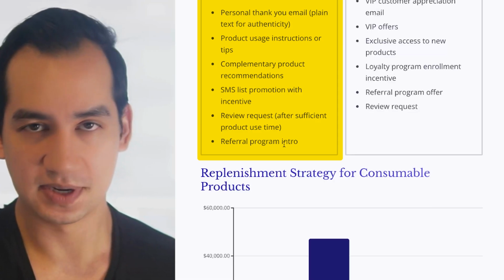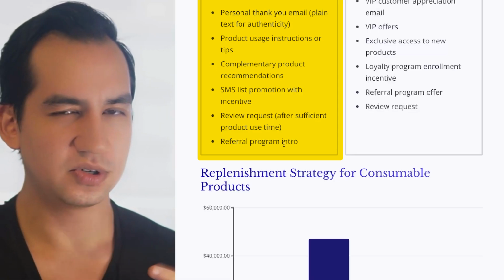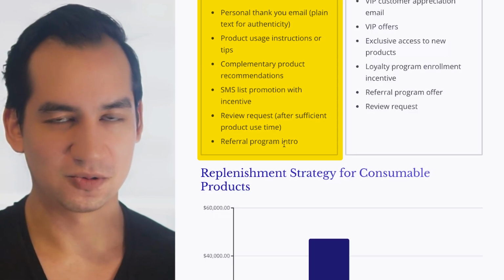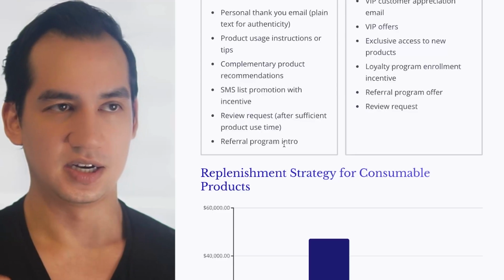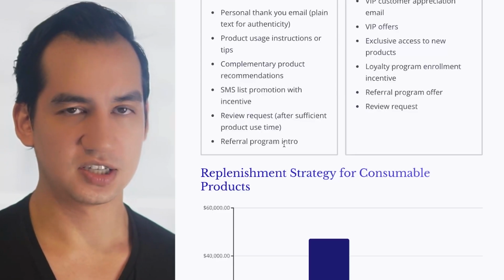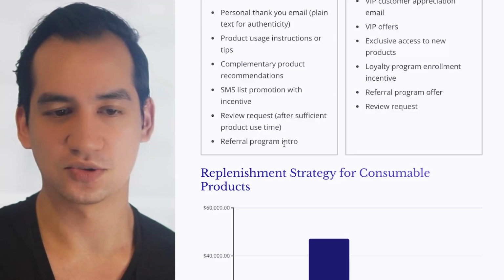Basically, just let them know about your referral program, and you don't need to have some formal referral program or separate app. You could even just say, hey, by the way, if you introduce your friend to the product, you both get 15% off on your next order, let's just say.